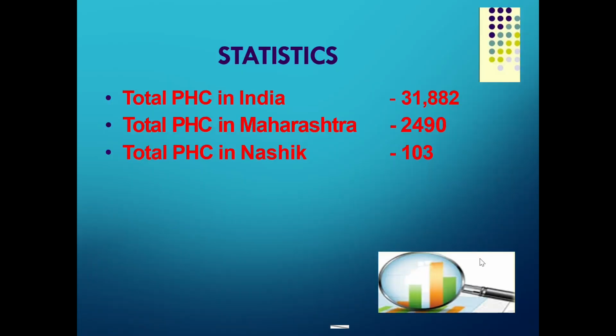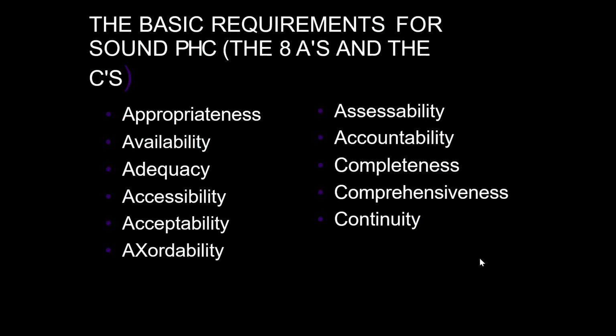Till now, what is the situation of the PHCs in India? A total of 31,882 PHCs are there. Out of that, Maharashtra has 2,490 PHCs. And in our district of Nasik, PHCs are 103.